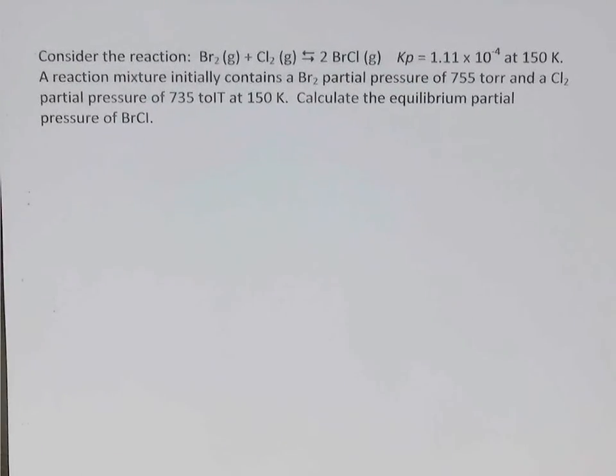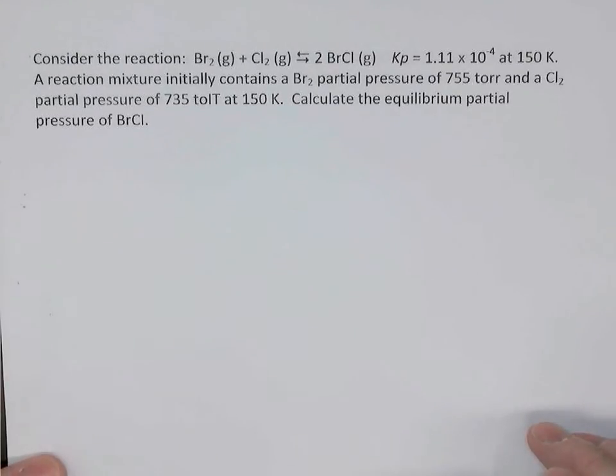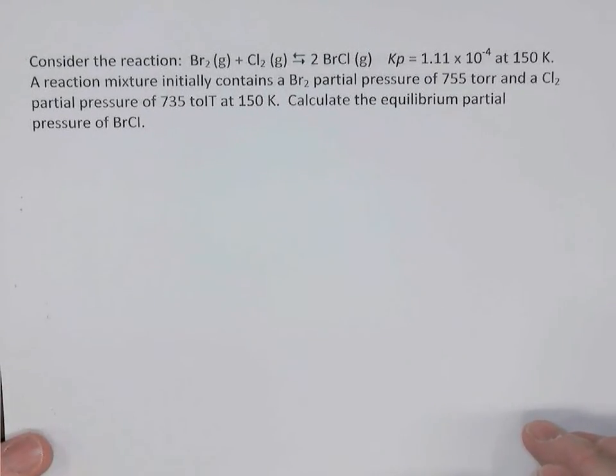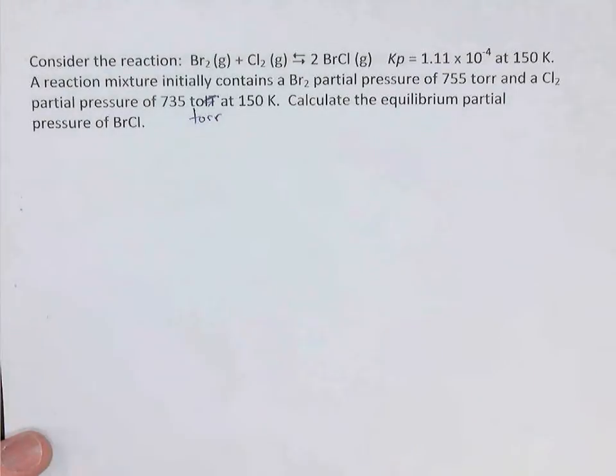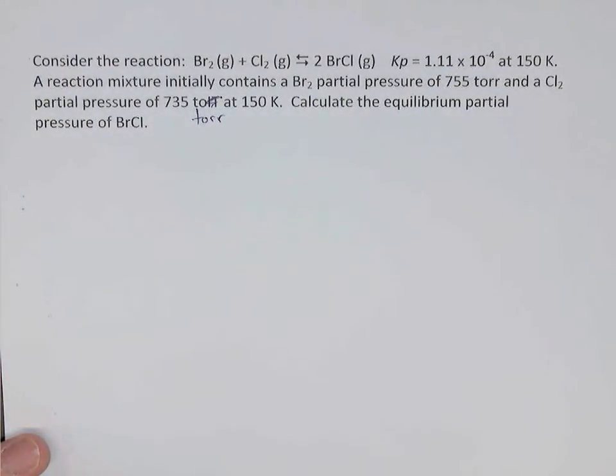Another question, consider this reaction. Bromine, chlorine makes BrCl. We got the Kp. A reaction mixture initially contains bromine and chlorine at these pressures. And I see a little typo there. That's supposed to say torr. Then the pressures are given in torr, and we know that when you're dealing with Kps, you have to use pressures in atmospheres. So we're going to switch those to atmospheres.